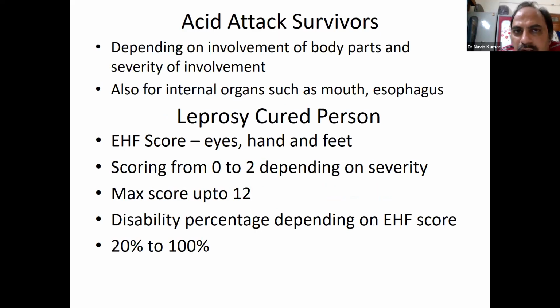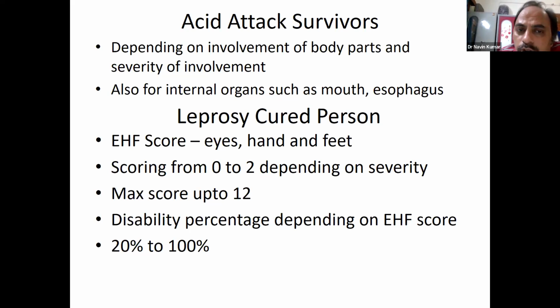Then acid attack survivors: it depends on the involvement of body parts and severity of involvement. There is also grading for internal organs such as mouth and esophagus. In this, sometimes we may need the help of a plastic surgeon or a surgeon, because we independently may not be able to do it. We have to keep in mind that from hair to toe, including genitalia, every body part has been included. I already told internal organs are also included.